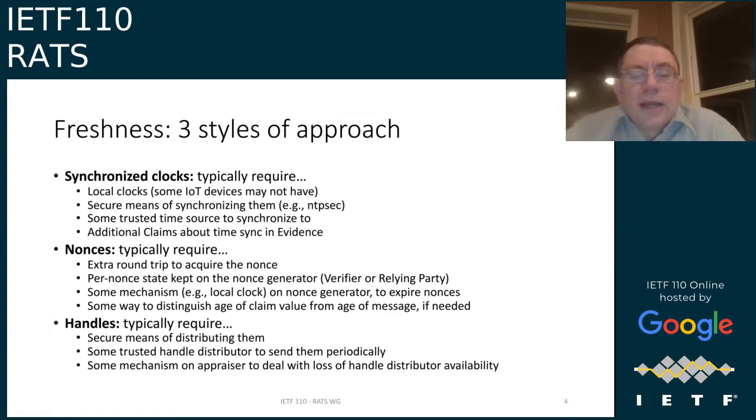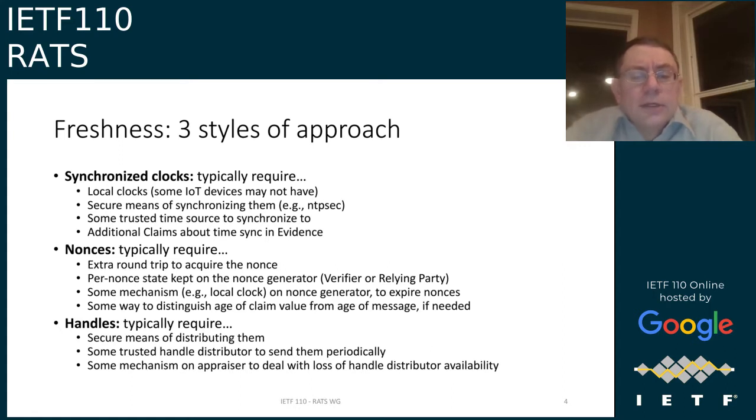You also need some mechanism on the nonce generator, such as a local clock, but only on whoever generates the nonce, to expire the nonces. How do you know if that nonce is stale, right? If you need to say that it's fresh within a particular period of time, you've got to expire the nonce, right? The person that uses the nonce to sign stuff and includes it in there doesn't need a clock, but whoever generates the nonce needs a way to expire them.